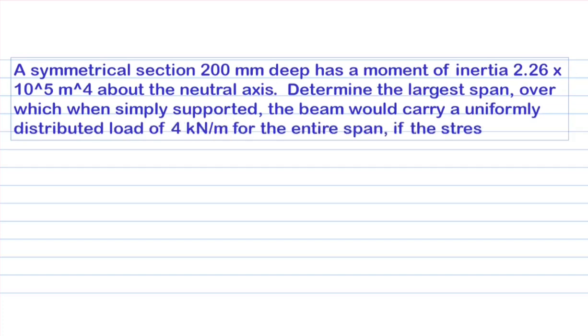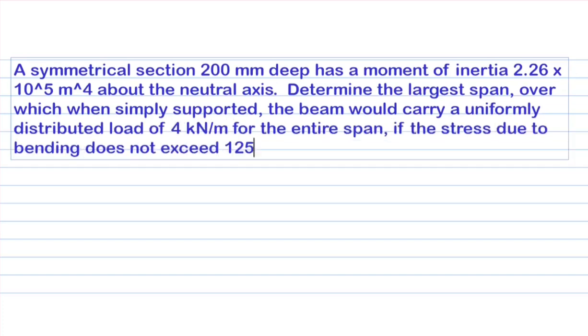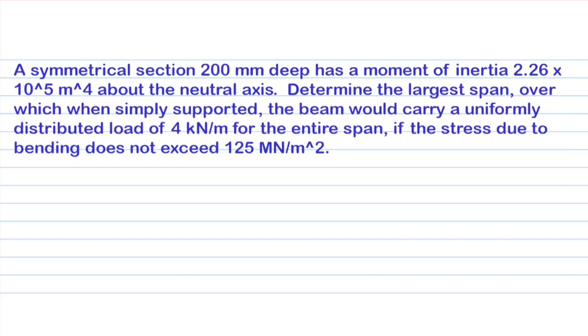distributed load of 4 kilonewtons per meter for the entire span if the stress due to bending does not exceed 125 meganewton per meter square. This problem is normally asked for 4 or 5 marks and is relatively simple to solve. We begin by first writing the given data with the corresponding symbolic notations.